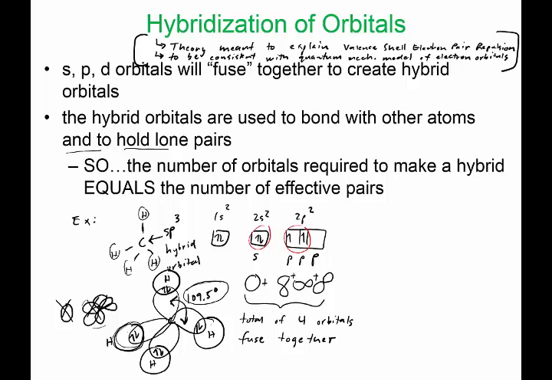On to a couple more examples. So, a sigma bond and a pi bond. A sigma bond is any single bond, and a pi bond is any double bond.